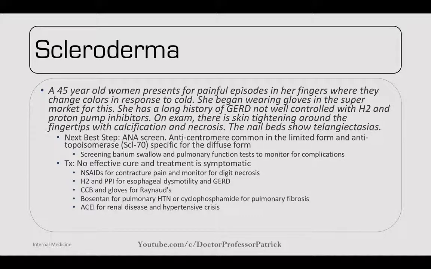NSAIDs are great for contracture pain, and you want to monitor the digit necrosis for osteonecrosis. H2 blockers and PPIs are used for esophageal dysmotility and GERD. Calcium channel blockers are used for Raynaud's. Bosentan is used for pulmonary hypertension, and cyclophosphamide for pulmonary fibrosis. And ACE inhibitors are used for renal disease and hypertensive crises.